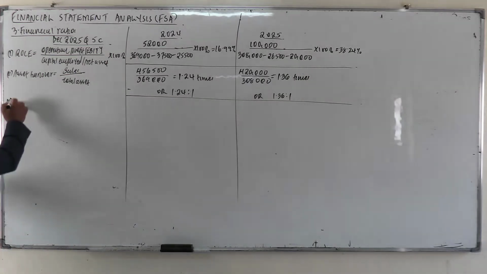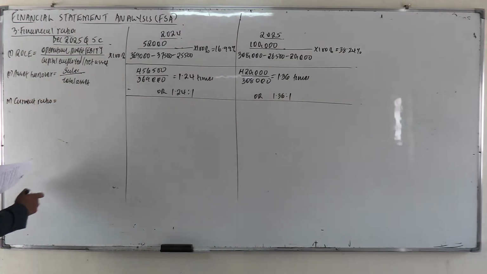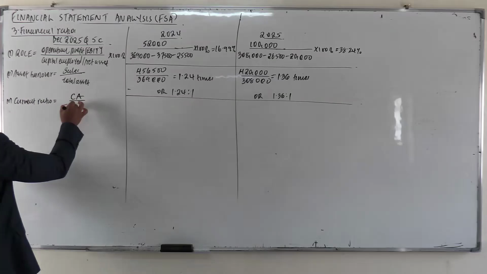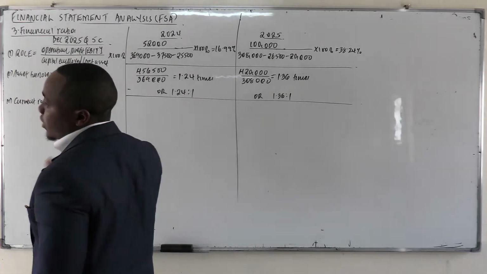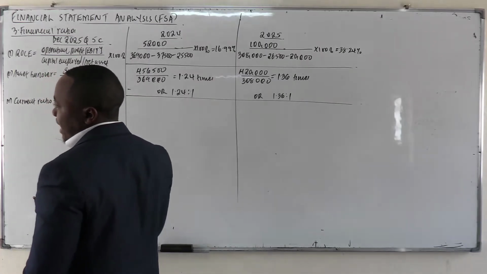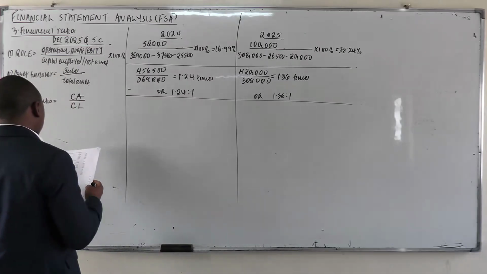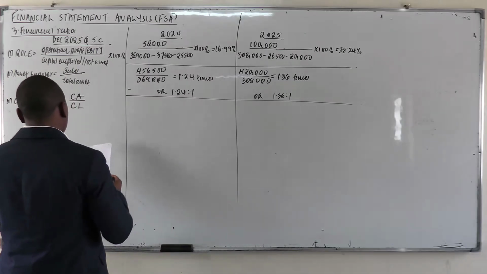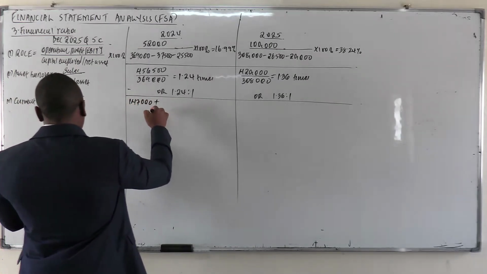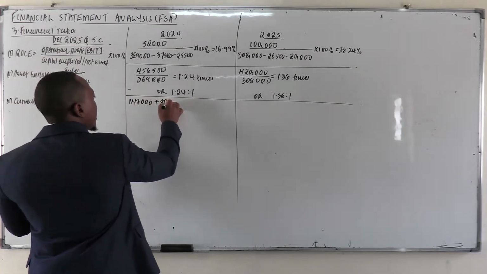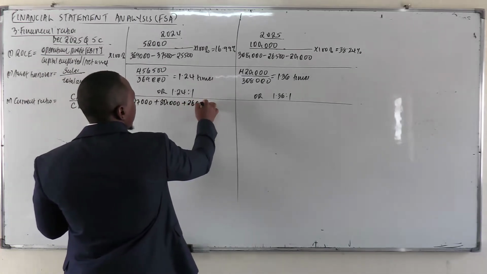The current ratio, now that's a liquidity ratio. Current ratio is one of the easiest ratios: you take the current assets over the current liability. The recommended ratio for current ratio is 2 times, or 2 is to 1. So to get the current assets, we have inventory, which is 147,000. We add accounts receivable, which is 80,000. We add cash and bank balance, an amount of 26,000.